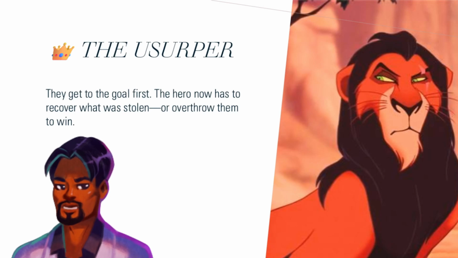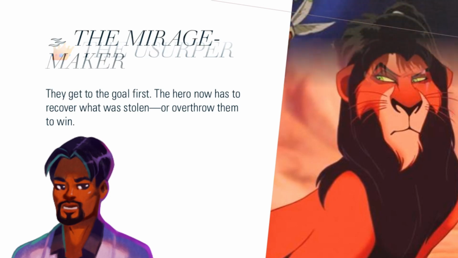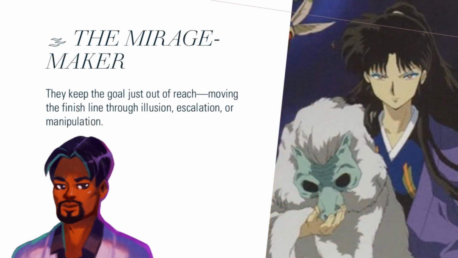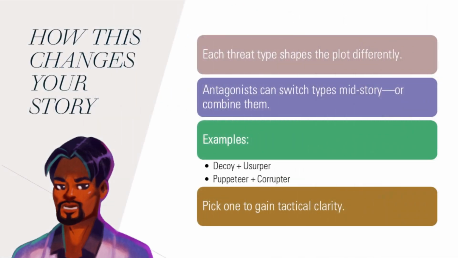9. The usurper. They beat the hero to the goal. Now the hero's job isn't just to achieve, it's to recover, reclaim, or overthrow. Victory got stolen. Now it's time for the real fight to begin. And 10. The mirage maker. They keep the goal just out of reach. Escalation, illusion, reinvention. Whatever it takes to make the finish line vanish when the hero thinks they're close. This is a villain that breaks momentum, morale, and time.